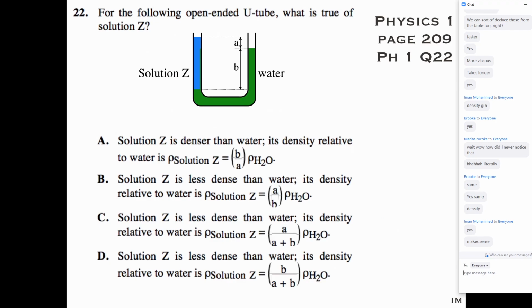Really tough question again, and I hope this visual will help. And if you haven't done this, just remind me to slow down as we go. But for the following open-ended U-tube, open-ended means they're both open to the atmosphere, meaning atmosphere plus column equals atmosphere plus column. What is special about that line right there that I've drawn in? What is that dashed line telling me?